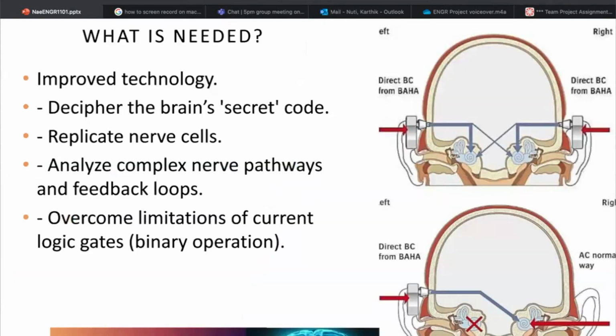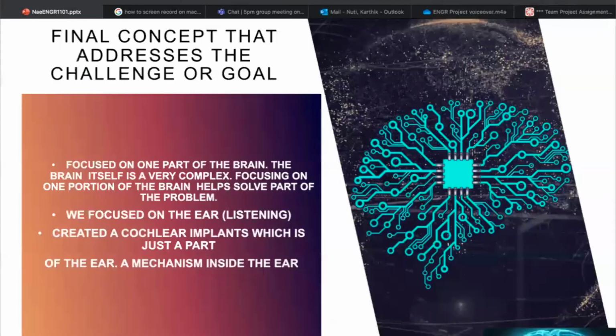To achieve this, we need advanced technology to decode neural signals and replicate nerve cells. The brain does not operate in a simple binary, like computers, so we must analyze complex feedback loops and neural pathways. Overcoming these challenges is crucial to making neural interfaces more efficient and adaptable.